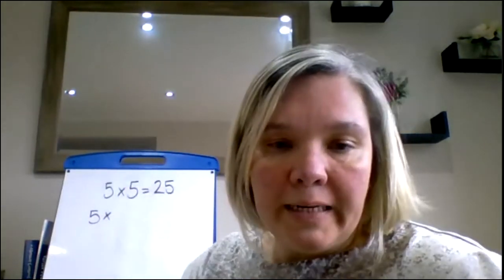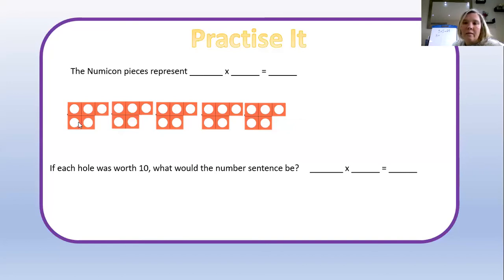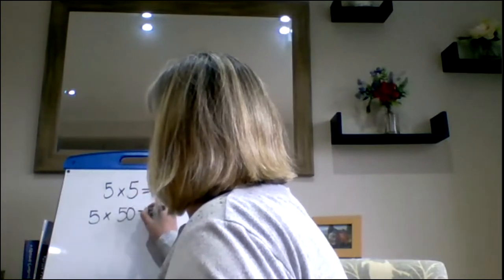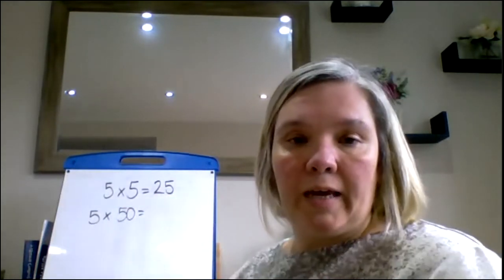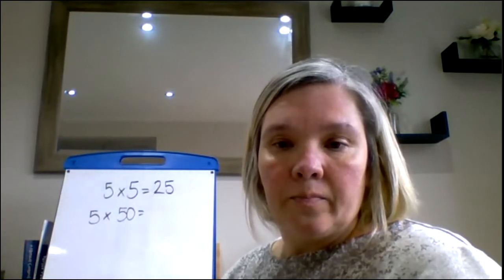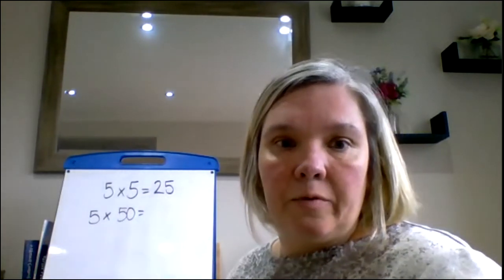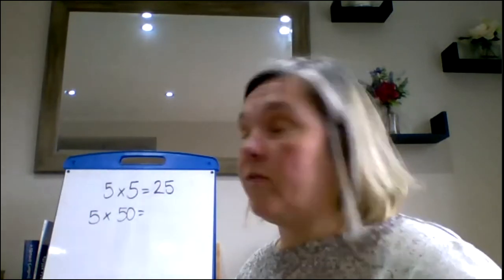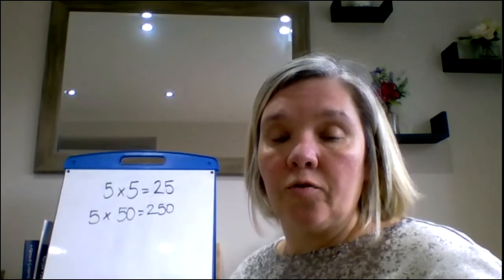Okay. But one of those pieces would now be worth what? Okay. If each of these pieces was worth 10, one piece would be worth 10, 20, 30, 40, 50. So we would now have 5 times 50. Now, can you see what the answer would be just by looking at your original answer? If you're not sure, you've got a multiple of 10 here. So because this is 10 times bigger, our answer also needs to be 10 times bigger, 10 times greater. Okay, hopefully you can see that 10 times greater than 25 is 250.